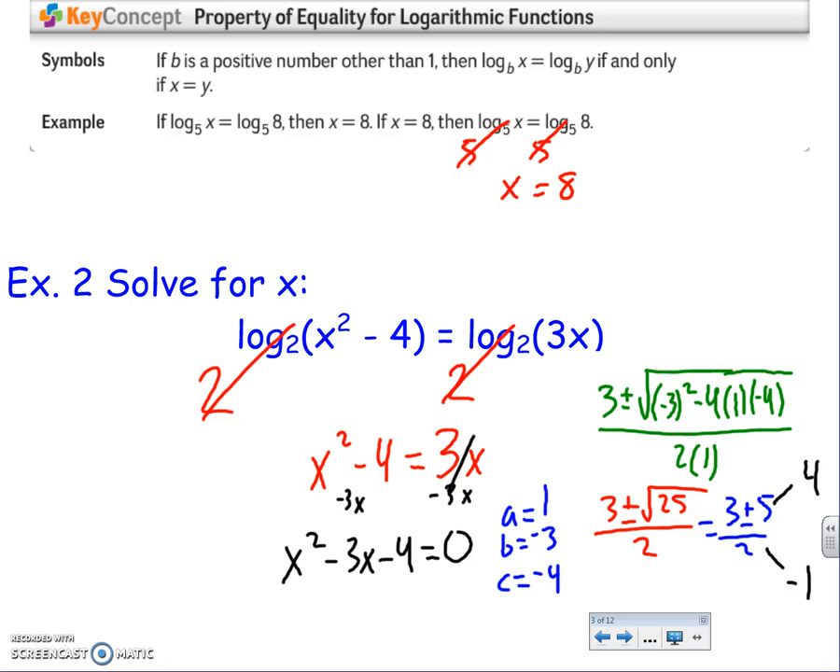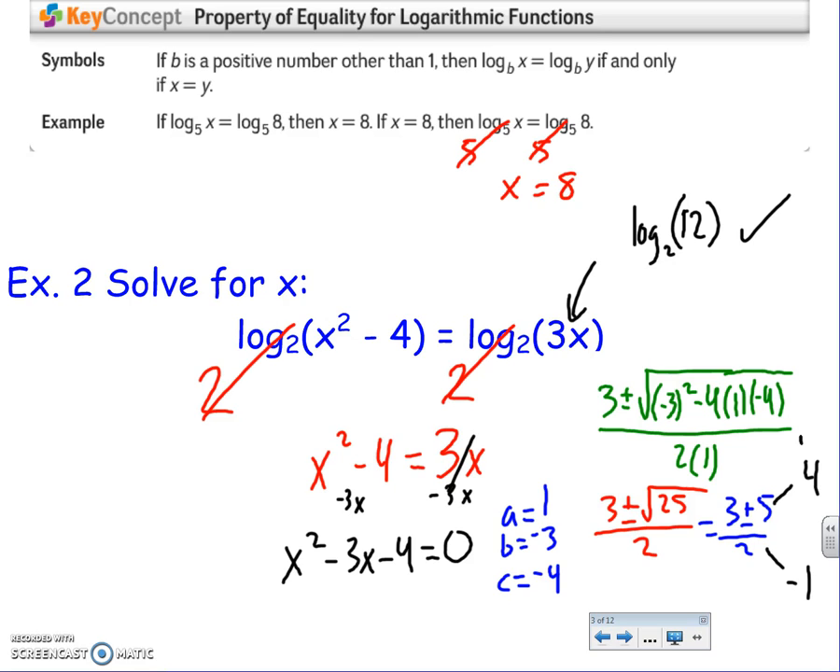I have two answers. Now remember, you cannot take the log of a negative number, so you must plug them in to check. So I'll plug into the right one. See, it has 3x right here. If I plug in 4, that'd be log base 2, 3 times 4, which is 12. You can log a positive number. That's good. If I do the other side, it's going to get 12 as well, because 4 squared is 16 minus 4 is 12.